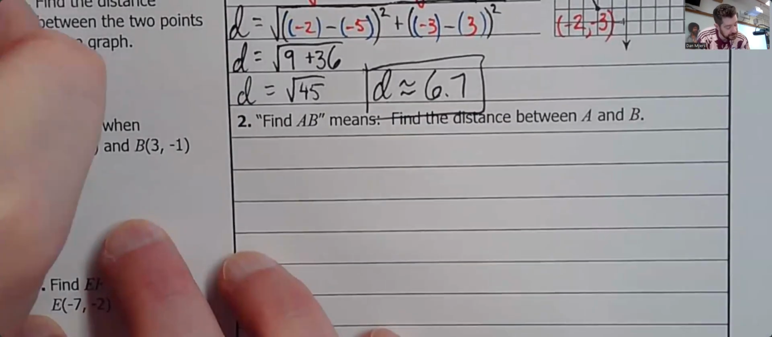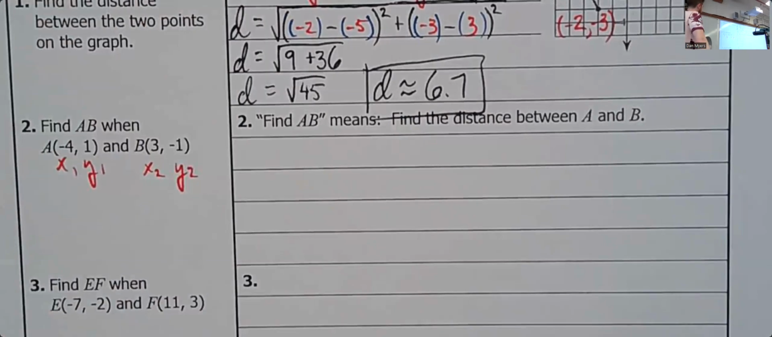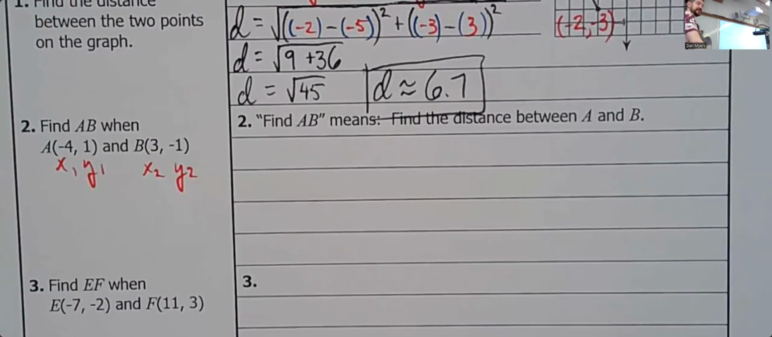So we've got x1, y1, x2, y2. And this time, let's just go ahead and type the entire thing into our calculators instead of going step by step. Because your calculator can handle doing everything all at once.